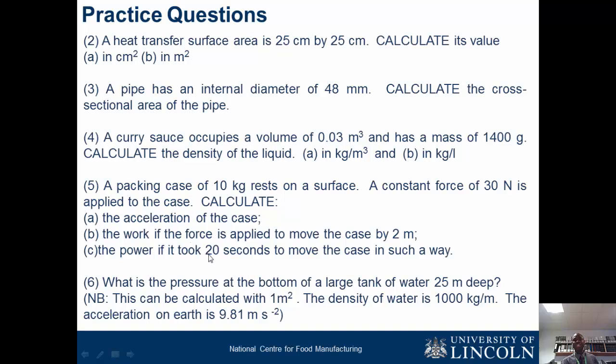The power, now the power equals the rate of doing work, which is work over time. So we have the work done here in B, then we have the time, so we can find the power. All right, don't forget, any question, do not hesitate to contact me.